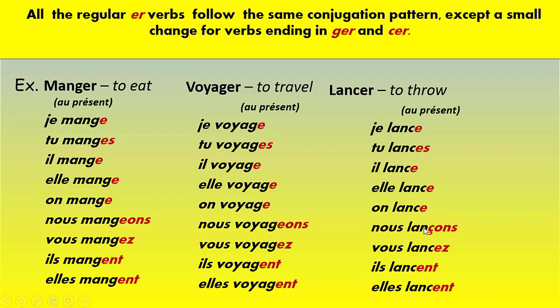So the only change in this conjugation is the first person plural, which is nous lançons. So the form of the C is changed. A cedilla is added to the C, and in French we call it une cédille, a cedilla.